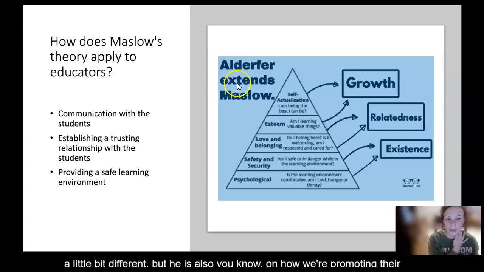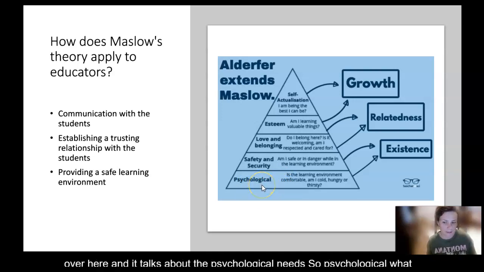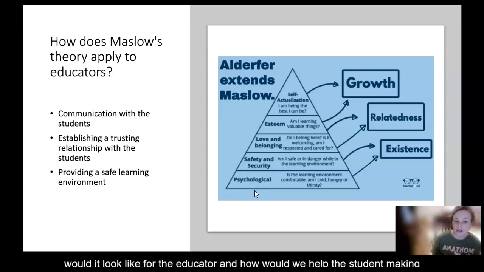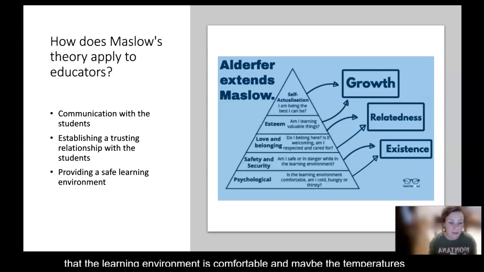Alderfer took Maslow's theory and extended it. Here it talks about the psychological needs. What would it look like for the educator? How would we help the student make sure they're learning what they need? For physiological needs, we can make sure that the learning environment is comfortable. Maybe the temperature is right, not too cold, not too hot, allowing breaks so they can get a snack.